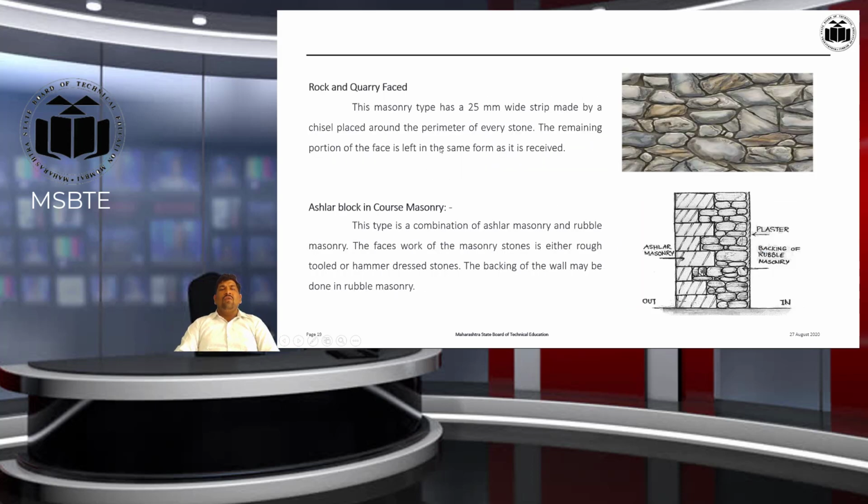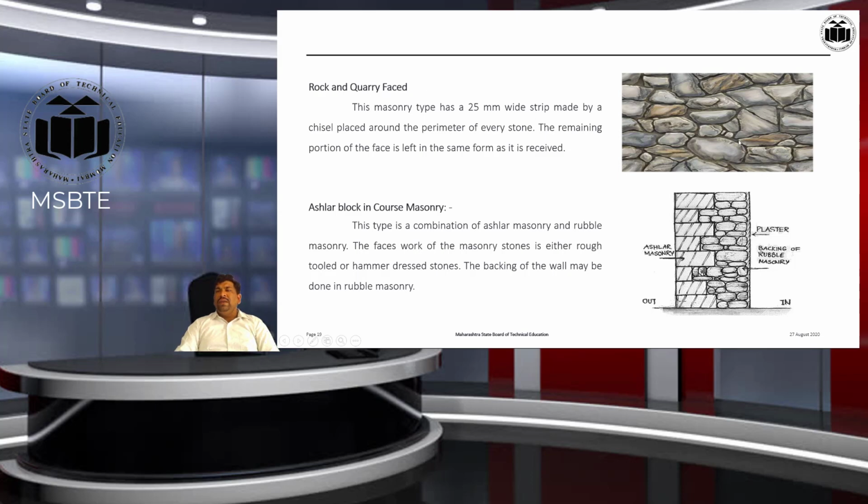Then rock and quarry faced masonry. In this type, a 25 mm wide strip is made by a chisel around the perimeter of every stone. The remaining portion of the face is left in the same form as it is received. You can observe that on the surface, the 25 mm portion is chiseled and the rest is kept as it is, and that's why it is called rock and quarry faced masonry.